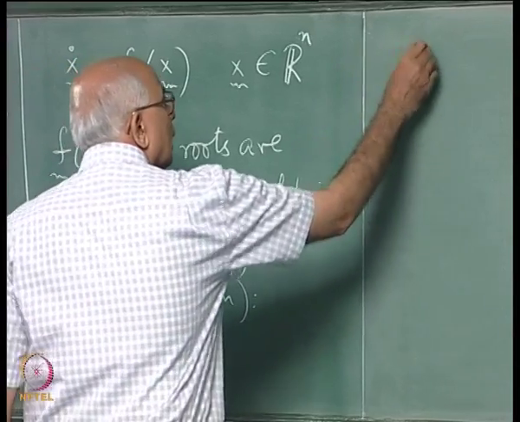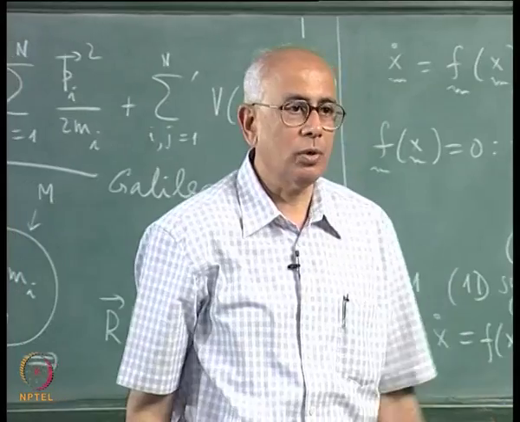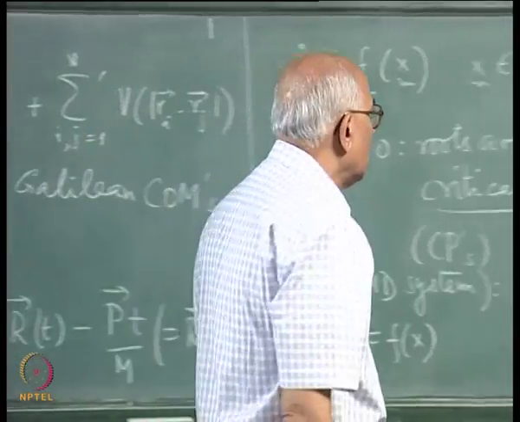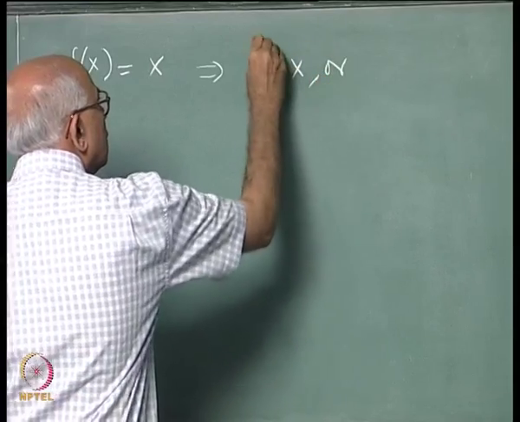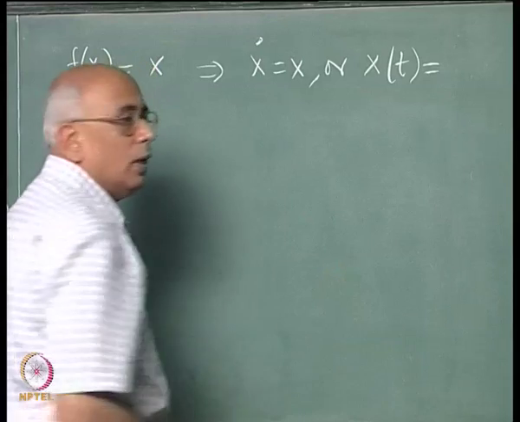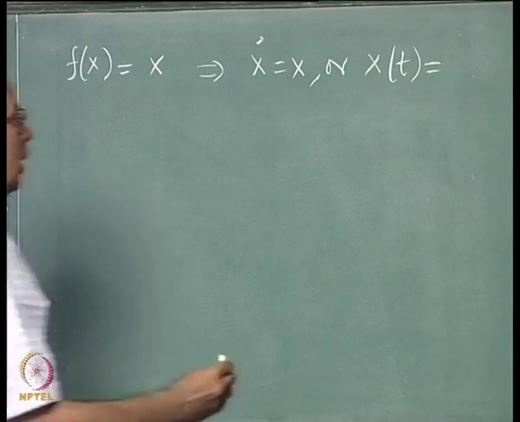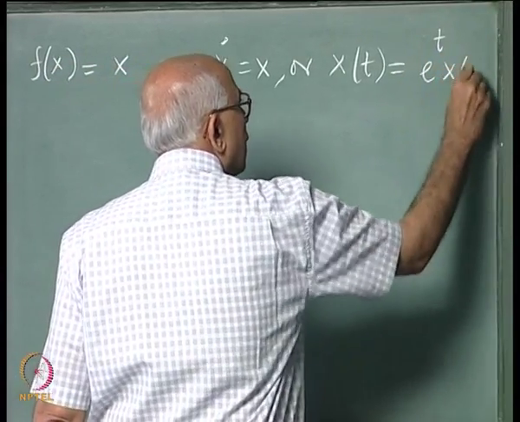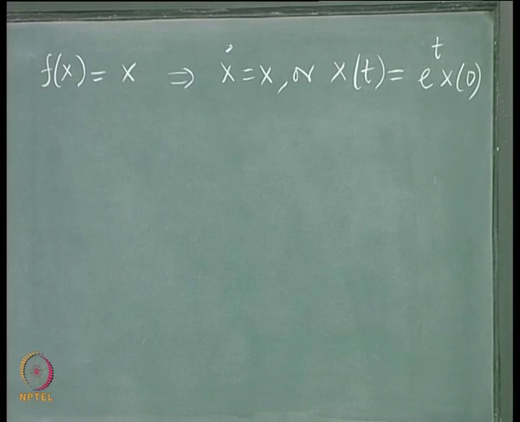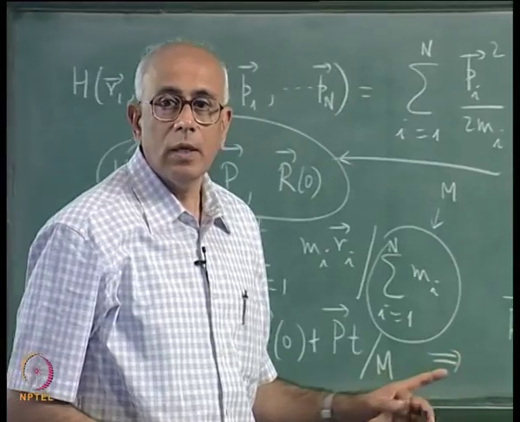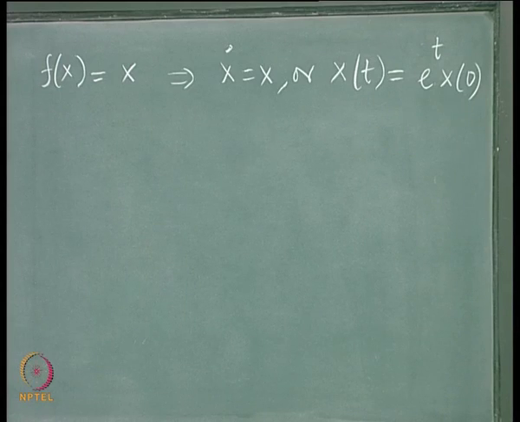So let's look at f of x equal to x itself. So linear function of x, in this case just x itself. What does the flow look like? This implies that x dot is x, or solving it is very trivial, x of t equal to, what would you say is the solution to this simple equation? It's just an exponential, so this is e to the power t x of 0. So I put in the initial condition which determines the constant of integration, and that's determined by the initial condition x of 0. And you can check very trivially that if t is 0, x of t reduces to x of 0 in this fashion.